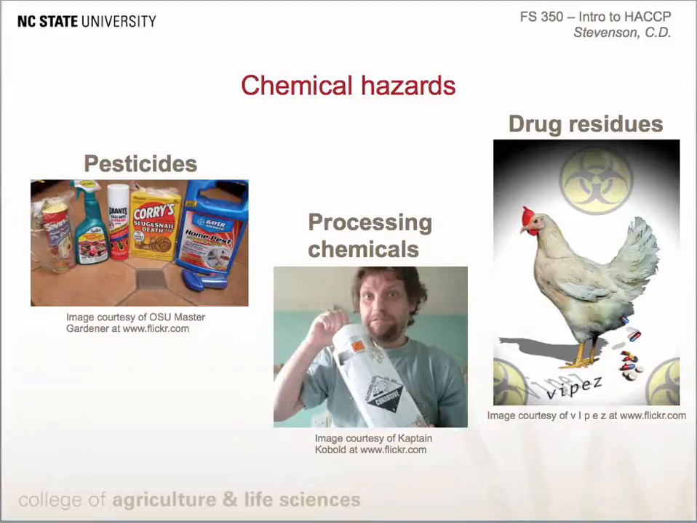Normally, pesticides intended for use on food crops are not considered hazardous when properly applied. Pesticides that are misused can become chemical hazards in foods, especially when they are not intended for use on food crops or have been misapplied to foods or feeds.